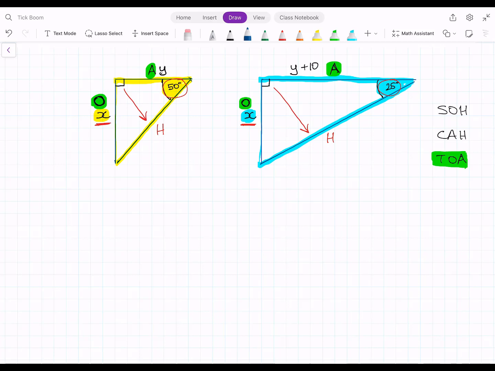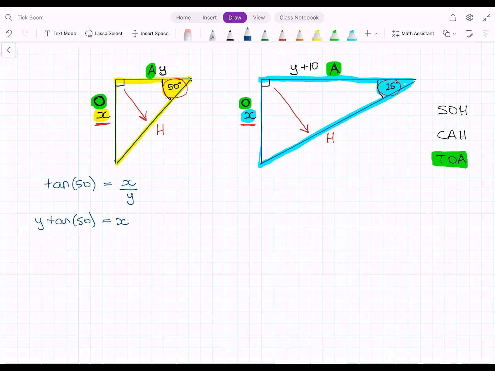So if I start with the smaller right angled triangle, we know that the tangent of 50 degrees is equal to the opposite, in this case x, over the adjacent, in this case y. And what I'll do is multiply both sides by y, and we'll end up with y times the tangent of 50 is equal to x. And you'll see very soon why that's a helpful thing to do.